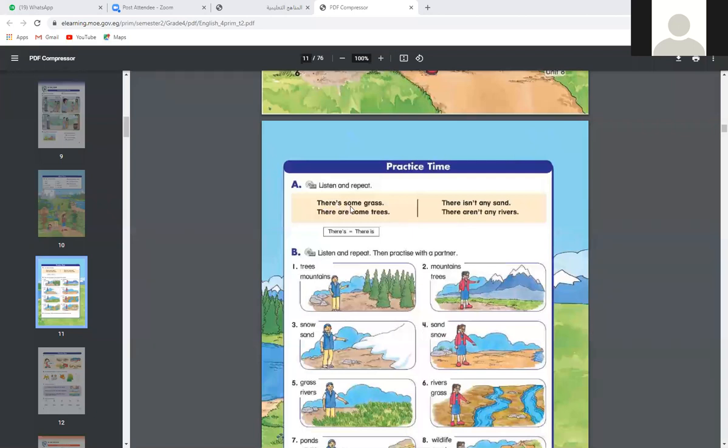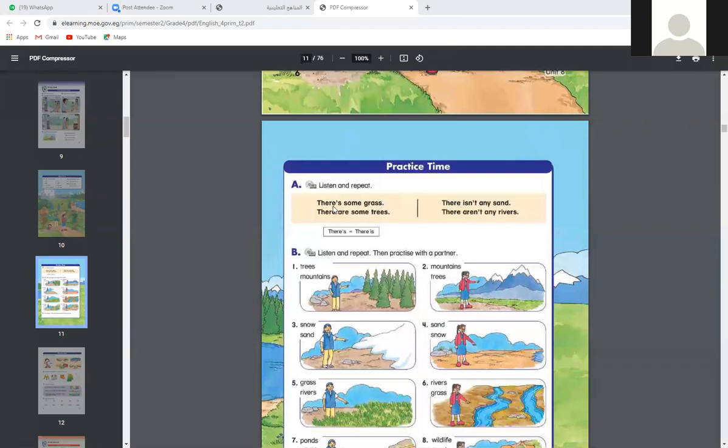Here I use there is some grass, affirmative. But there isn't any grass. So I use any in the negative. I use any in negative sentences, okay? There isn't any sand, there aren't any rivers. So I use some in affirmative sentences and any in negative sentences. Some comes after is and are, but any comes after isn't and aren't.